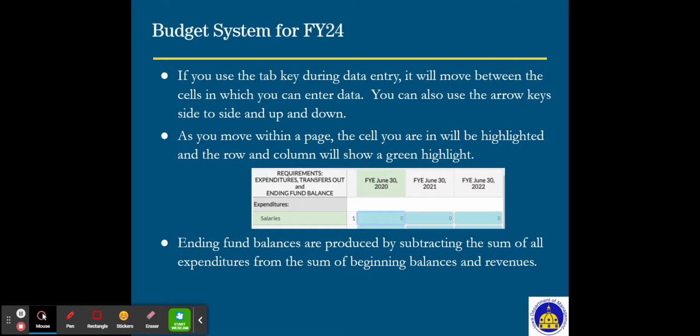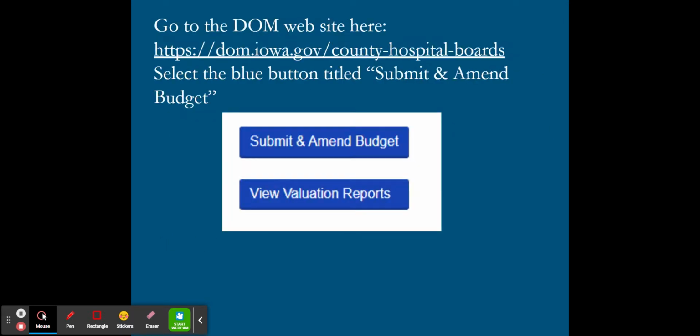Ending fund balances are a calculated field and they are produced by subtracting the sum of all the expenditures from the sum of beginning balances and revenues.